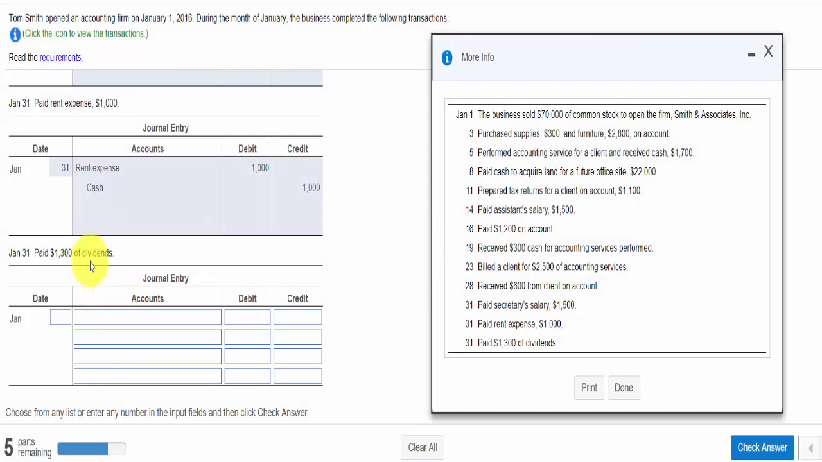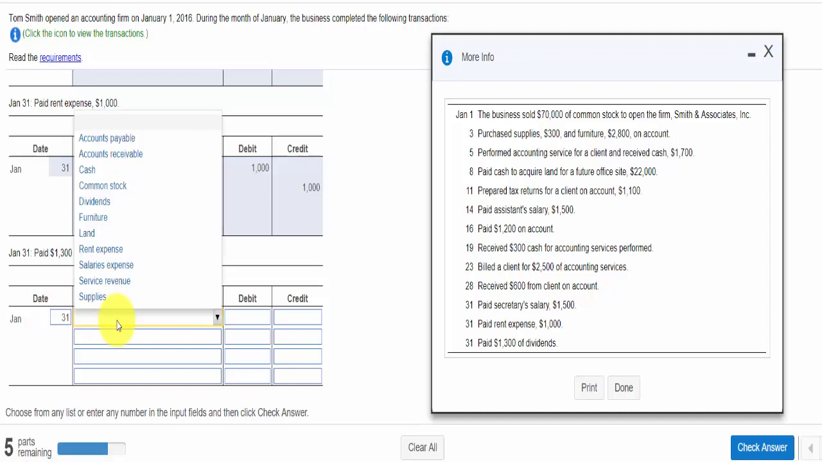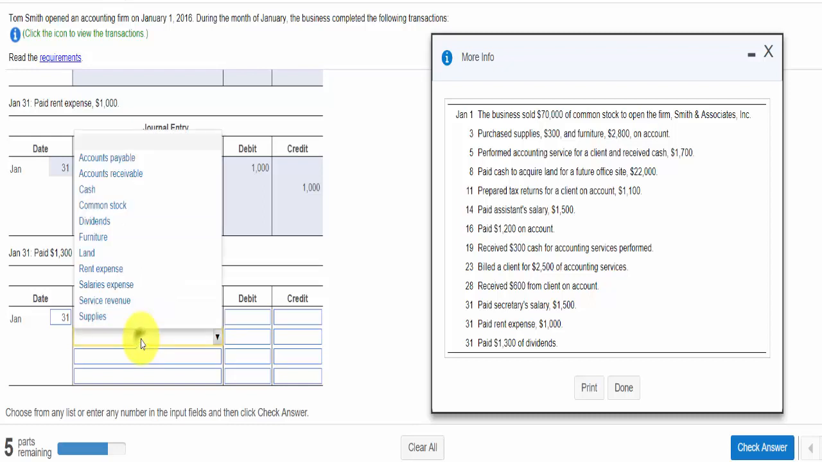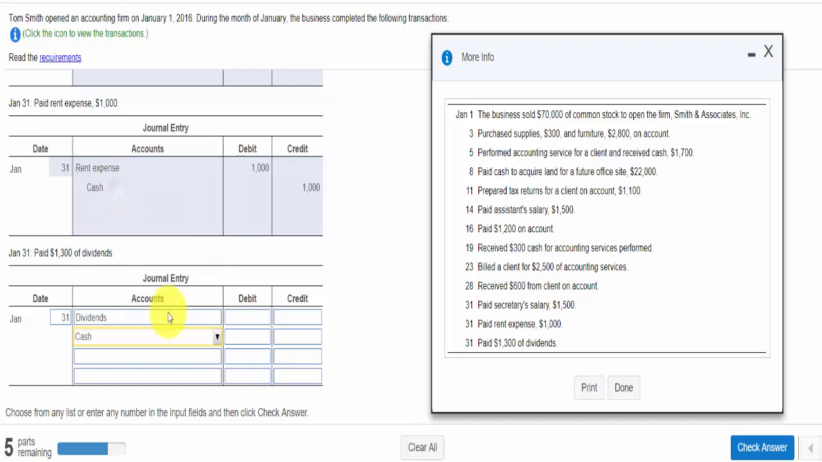Paid dividend, paid 1300 of dividend. Dividend is basically our equity account. When we pay dividend, then we will do the following entry. We debit dividend, and we pay the dividend in cash. The cash is credited.